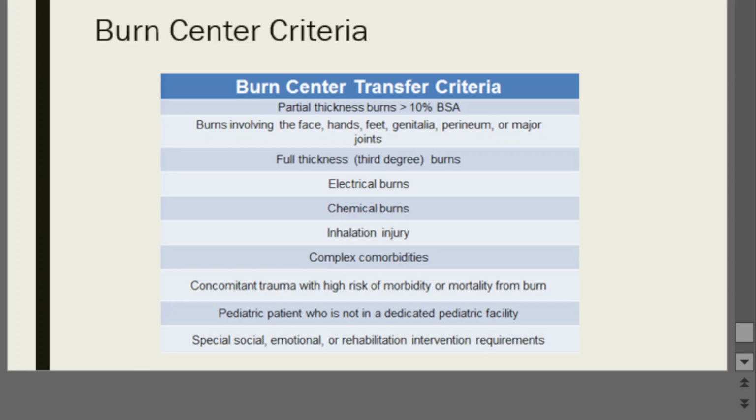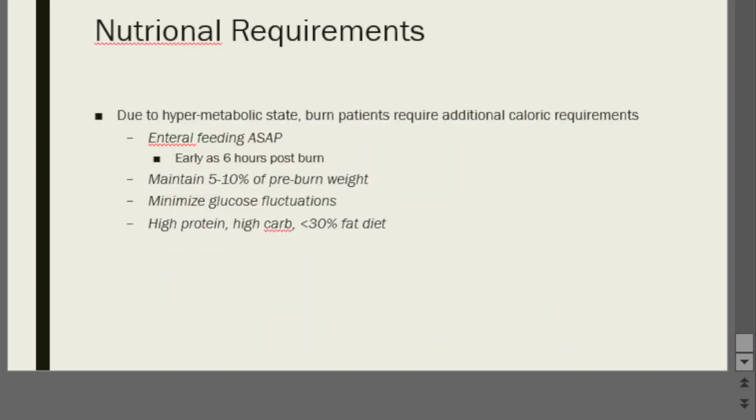Any pediatric patient who is not in a dedicated pediatric facility, so all the peds patients locally will need to be transferred to a burn center, or if there are any special social, emotional, or rehabilitative intervention requirements. Those all qualify for going into a burn unit.